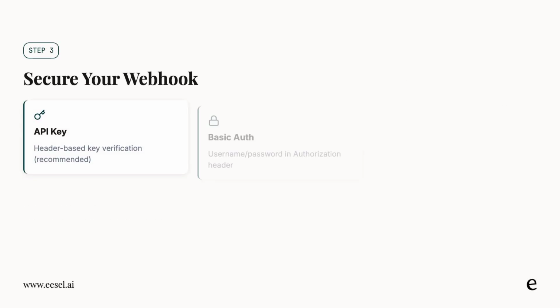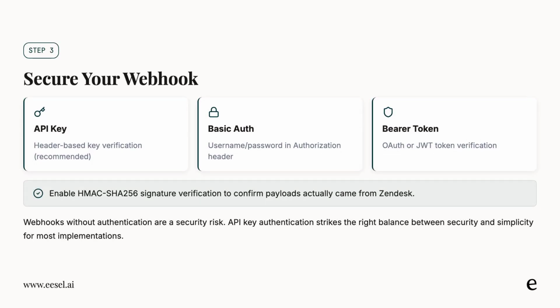Step 3, lock it down. Any webhook without authentication is an open door. API key is the easiest option, just add a custom header. For extra protection, enable HMAC SHA-256 signature verification so you can confirm every payload genuinely came from Zendesk.